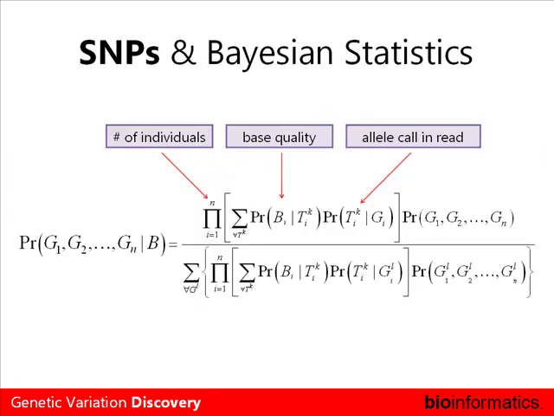This is the actual equation, and at the end of the lab, I expect all of you to memorize this. But in actuality, it's not that complex. Really, you're taking into account the number of individuals that you're trying to genotype and call SNPs in. We have a lot of dependencies on the actual base qualities and the actual allele calls in the read.